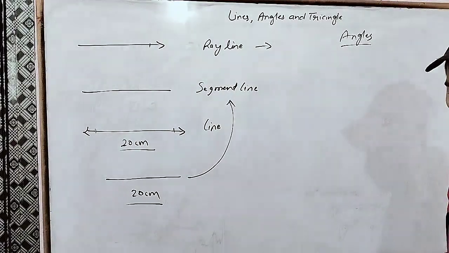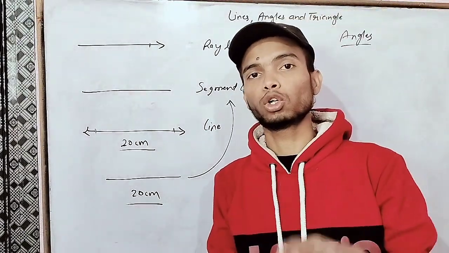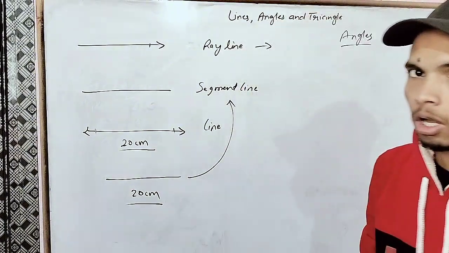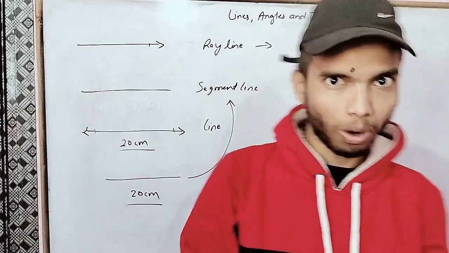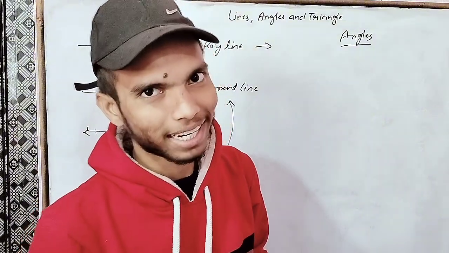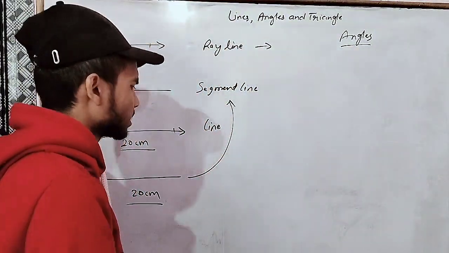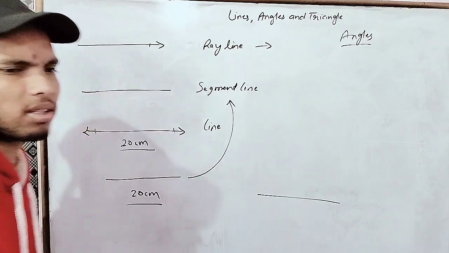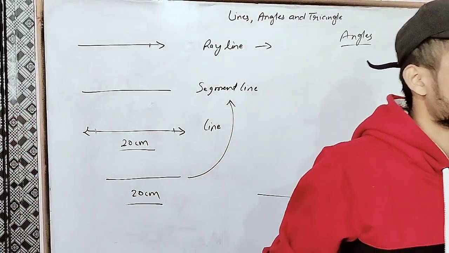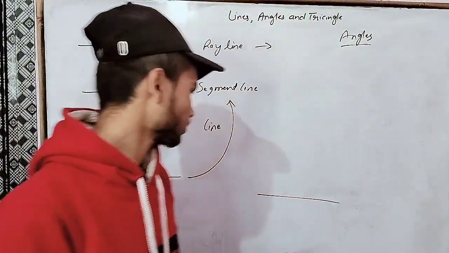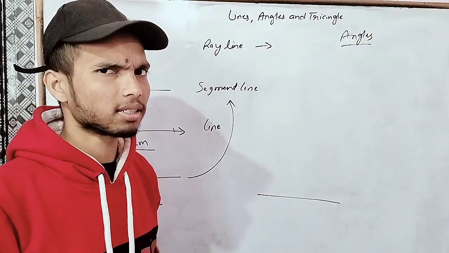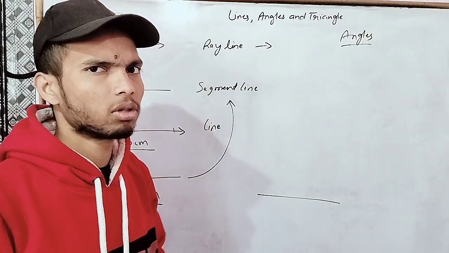Angles. Always remember, two lines will form an angle. One line will never form an angle. A single line will never form any type of angle. For example, this is one line. Now tell me, is there any angle? Can you see that? No, of course not.